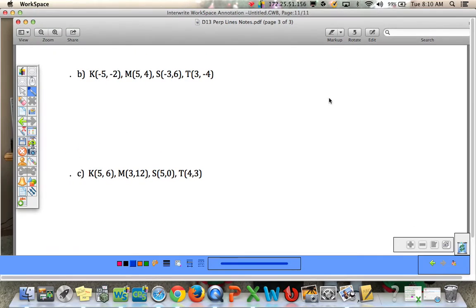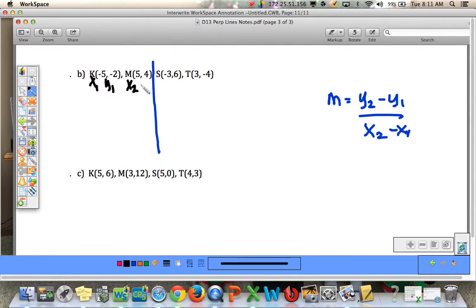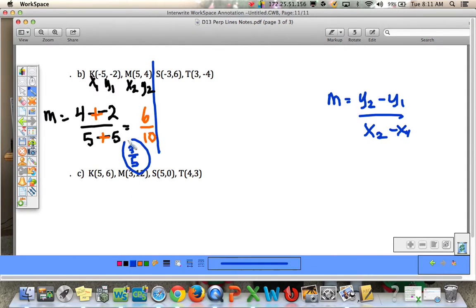Again, here's the slope formula: y2 minus y1 over x2 minus x1. Okay, so let's divide up our lines. Let's label our points x1, y1, x2, y2. So slope is 4 minus a -2 over 5 minus a -5. Minus a negative turns into a positive, so we have 6/10. Let's reduce that. We can divide each of those by 2 because they're even. 6 divided by 2 is 3, 10 divided by 2 is 5. So there's our slope, 3/5.